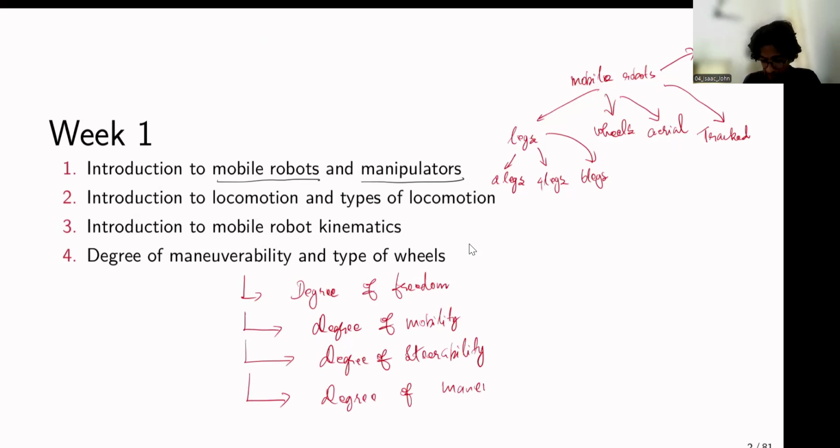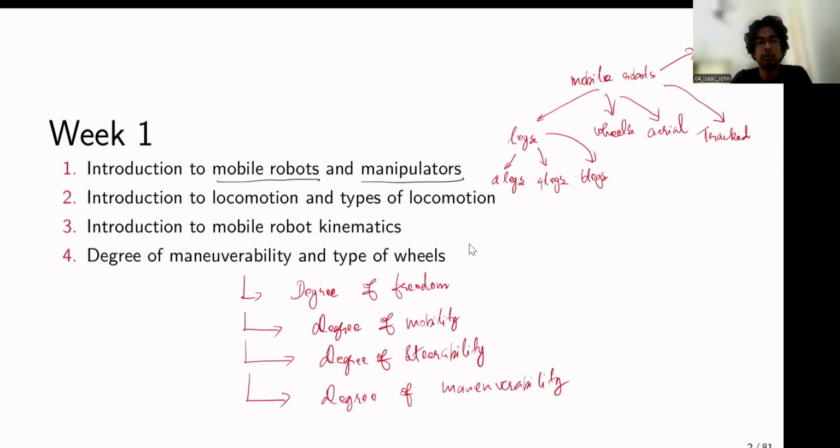So whatever we define using degree of maneuverability, this is actually a very key point we should be aware of when we move on to week two, right? In week two, we have actually seen developing kinematic models for various kinds of mobile robots, various kinds of wheeled mobile robots, using different wheels, using different configurations.